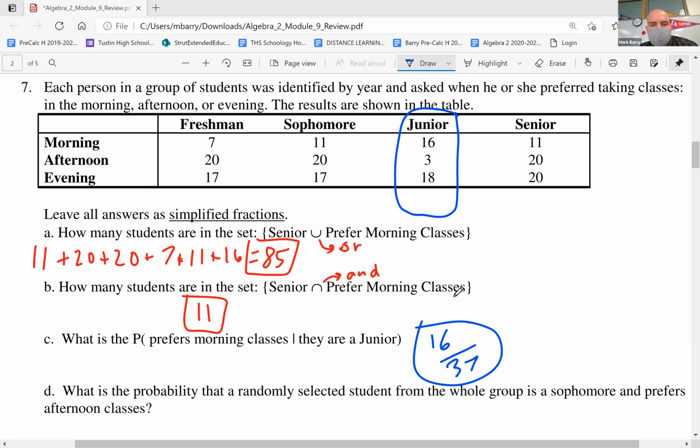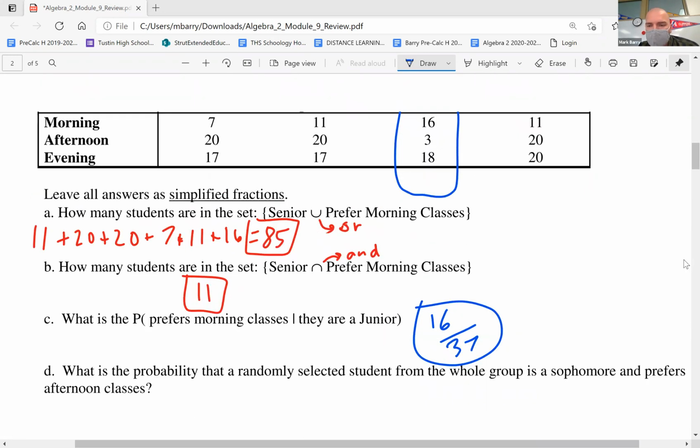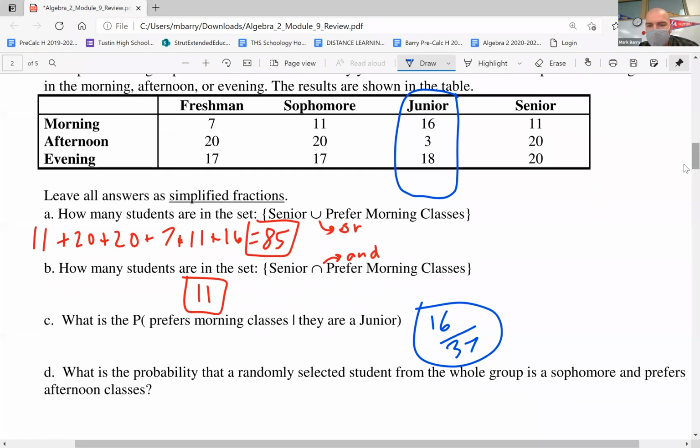All right, next up. What's the probability that a randomly selected student from the whole group is a sophomore and prefers afternoon classes? All right. So I'll give you guys a minute to figure that one out.